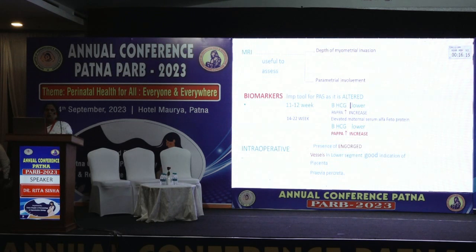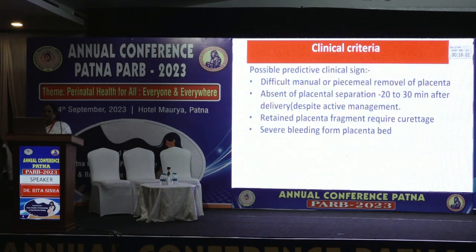In the intraoperative period, when we open the abdomen, we can see the presence of engorged vessels in the lower segment, just like earthworms. It is a good indication of placenta previa and percreta. There are also clinical criteria to diagnose placenta accreta. Possible predictive clinical signs are difficult manual or piecemeal removal of the placenta, absence of placental separation 20 to 30 minutes after delivery despite active management, retained placental fragments requiring curettage, and severe bleeding from the placental bed. Then we become alert.